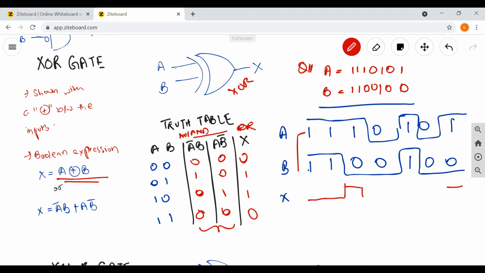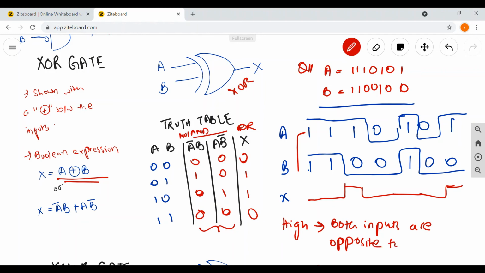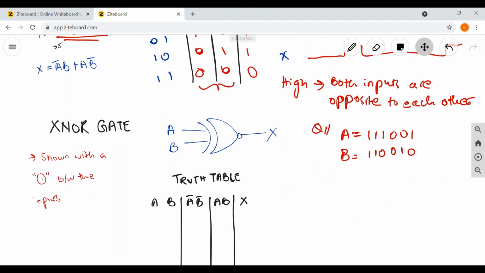0 0, which is still going to be a 0. 1 1, a 0 low output. 0 0 and a 0 low output. This is basically the waveform for these two binary numbers for the XOR gate. So we can say that a high output will be given when both inputs are opposite to each other. Right, so now let's move on to the XNOR gate.